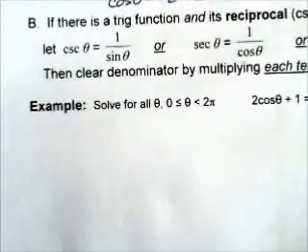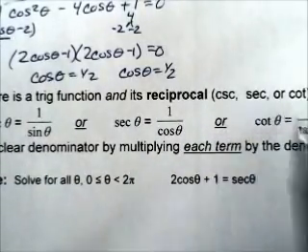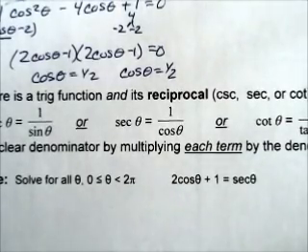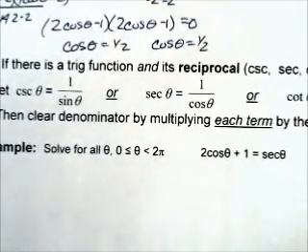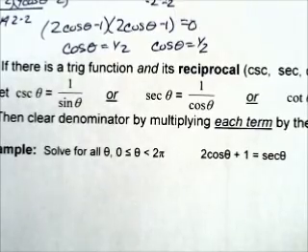Now, if there is a trig function and it's a reciprocal, like cosecant, secant, or cotangent in the equation, then you're going to let cosecant theta be equal to 1 over sine, or secant equal to 1 over cosine, or cotangent equal to 1 over tangent. Then clear the denominator by multiplying each term by the denominator.